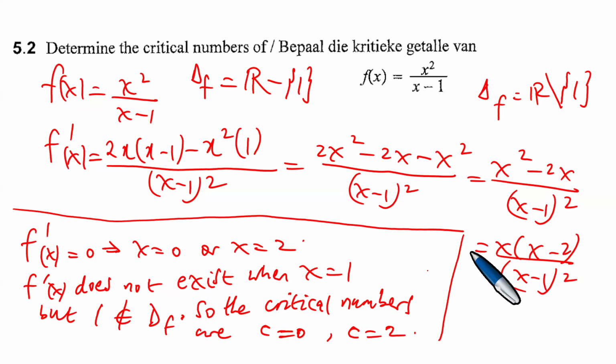Somebody would come and say, okay, is 1 a critical number? Well, we would note that first, f prime does not exist when x is 1. But hang on, this function is such that 1 is not in the domain of the function f. So the critical numbers are c equals 0 and c equals 2.